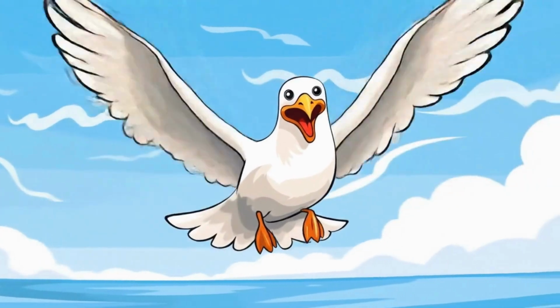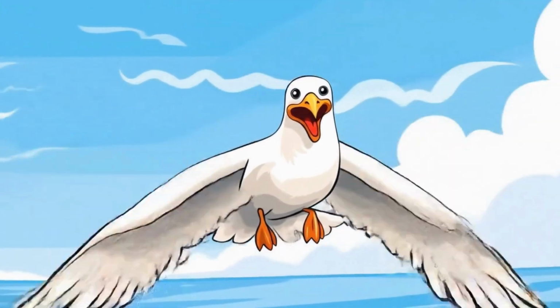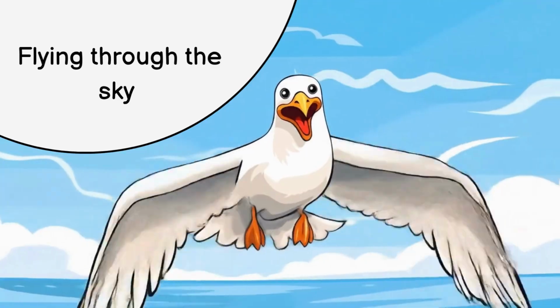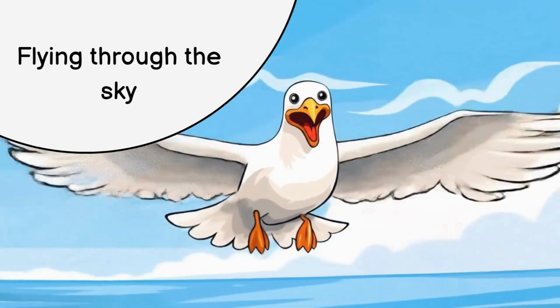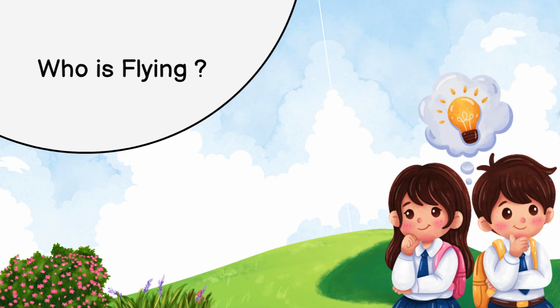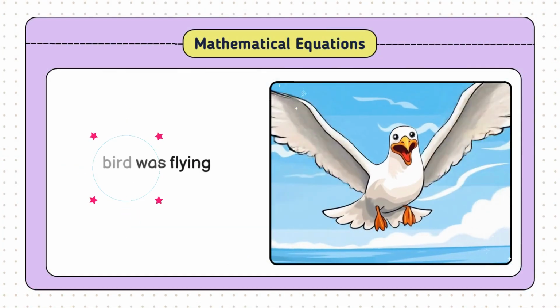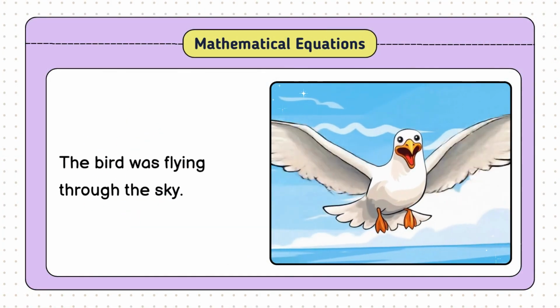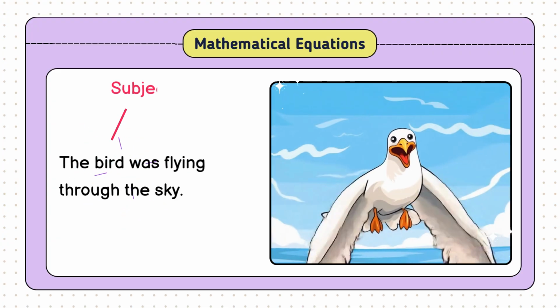In English, a phrase expresses a single idea, but it's incomplete, like saying "flying through the sky." Sounds exciting, right? But something's missing. Who is flying? Now take this: "The bird was flying through the sky." That's a full sentence because it has both a subject and a verb.